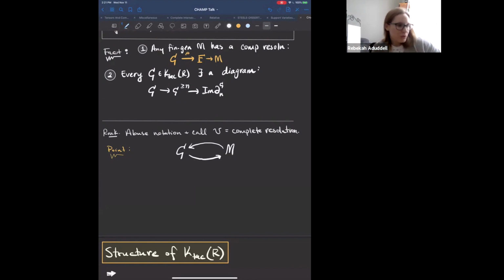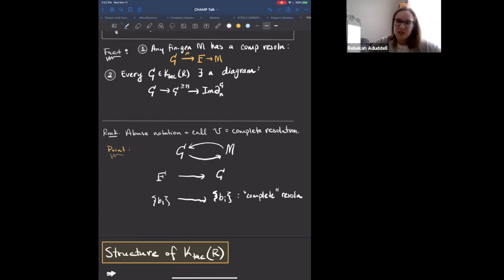And so, instead of really studying free resolutions and the betti sequences, I really study the complete resolutions and what I'll dub the complete betti sequences. I don't know if this is actually a name, but I'll dub it that. And so I'm talking about the doubly infinite sequence that we get in the minimal complete resolution of a module.